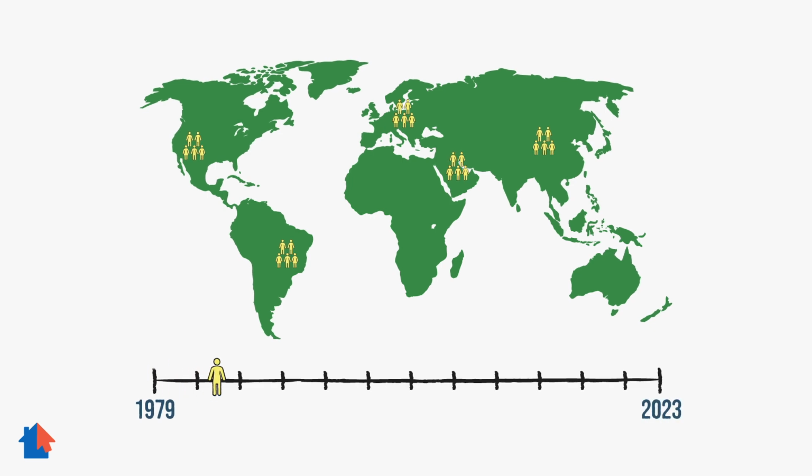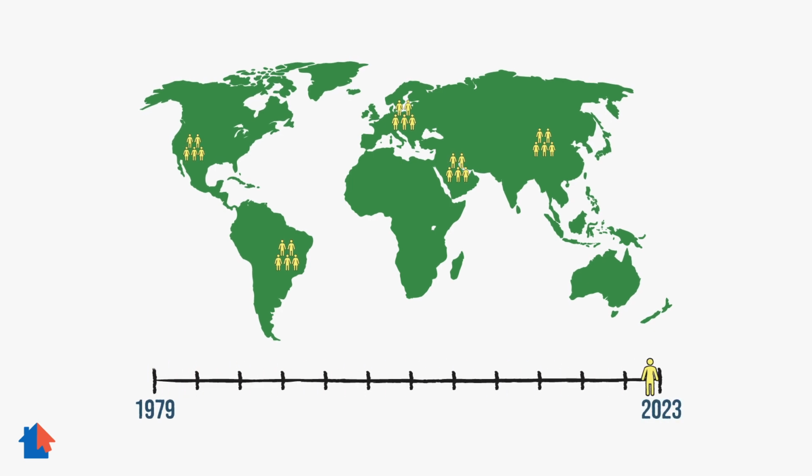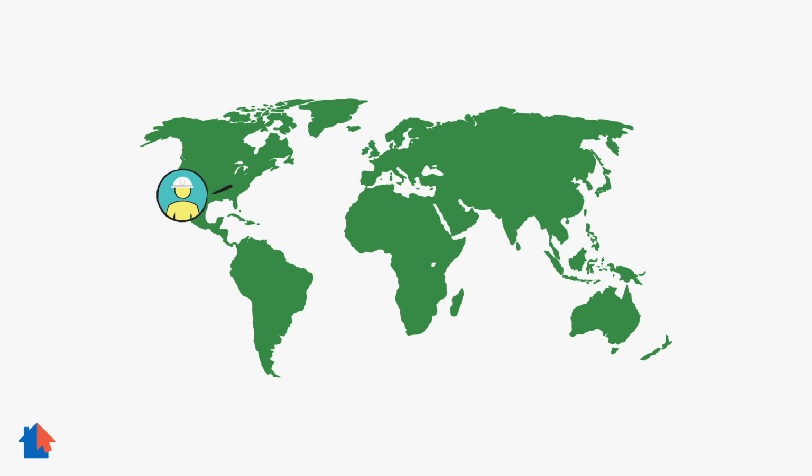Nomads move as a way of life instead of living in one place. Migrant workers move from one place to another in search of work. Immigrants come to a new country to live permanently or settle. Refugees are forced to migrate because of danger or persecution.